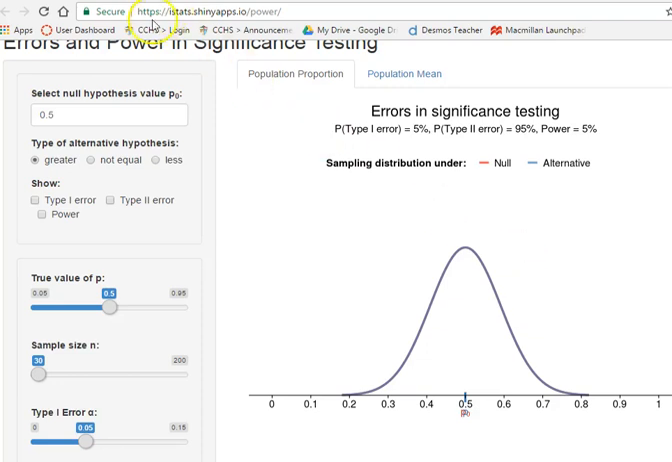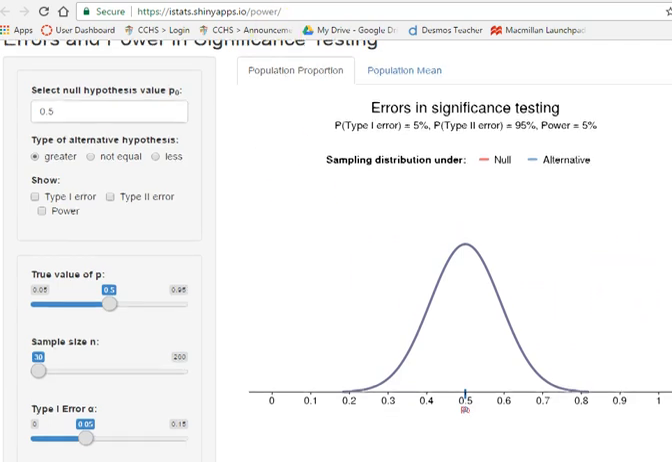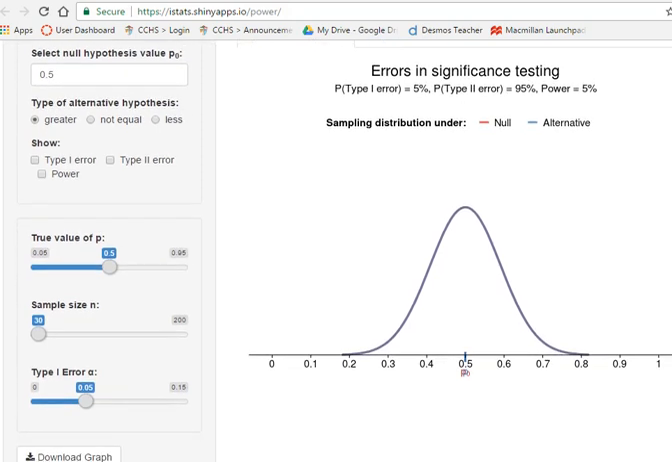We're going to be using an app, and here's the app's address up here. You can also get to it on Canvas on the Chapter 9 Notes and Videos page. There's a link to the Power and Type 1 and Type 2 errors applet. So we're going to explore the ideas of Type 1 and Type 2 errors and power.